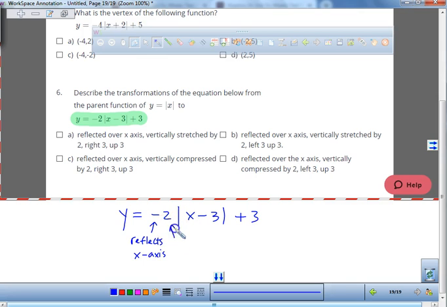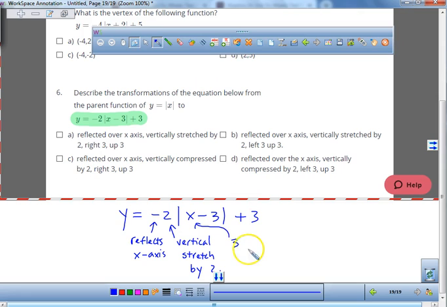X-axis. That 2 right there, we call that a vertical stretch by 2. So I'm going to put vertical stretch by a factor of 2. All right? Now, I'm moving over here. What number would I plug in there to make it equal to 0? 3. So we say 3 units to the right. So put 3 units to the right because the number is positive. So if it's plus 3, it goes to the right if you make it equal to 0. If it's minus 3, then you'd have to put 3 units left.